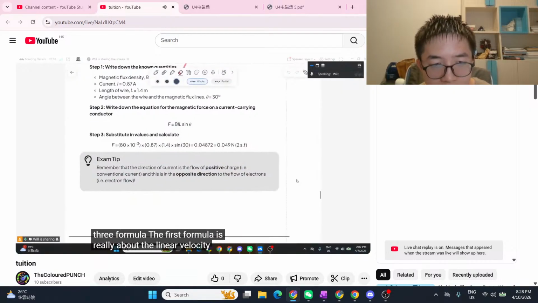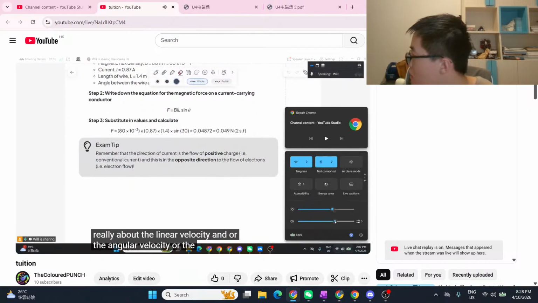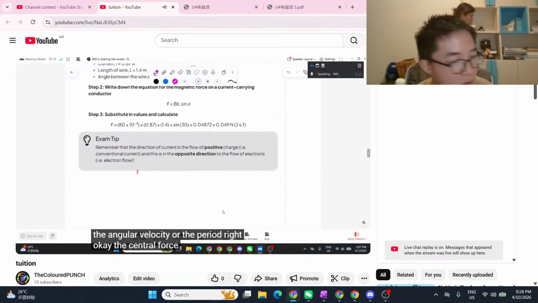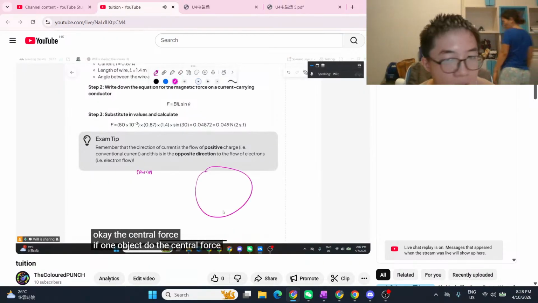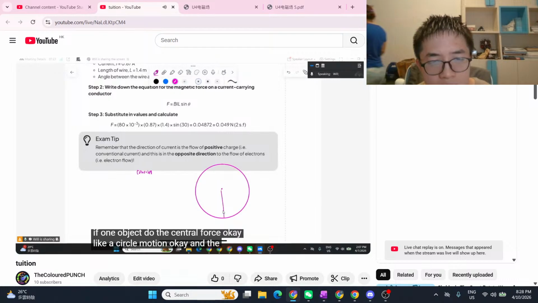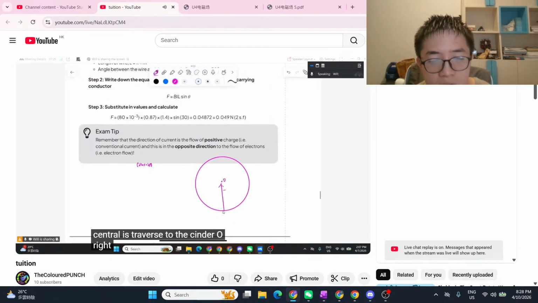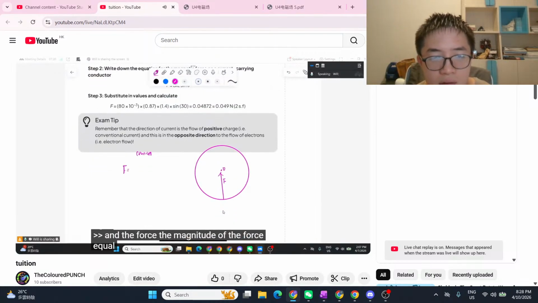The first formula relates linear velocity, angular velocity, and the period. Now the centripetal force: if an object does circular motion, the centripetal force points toward the center, O. The magnitude of the force equals m times v squared over the radius.